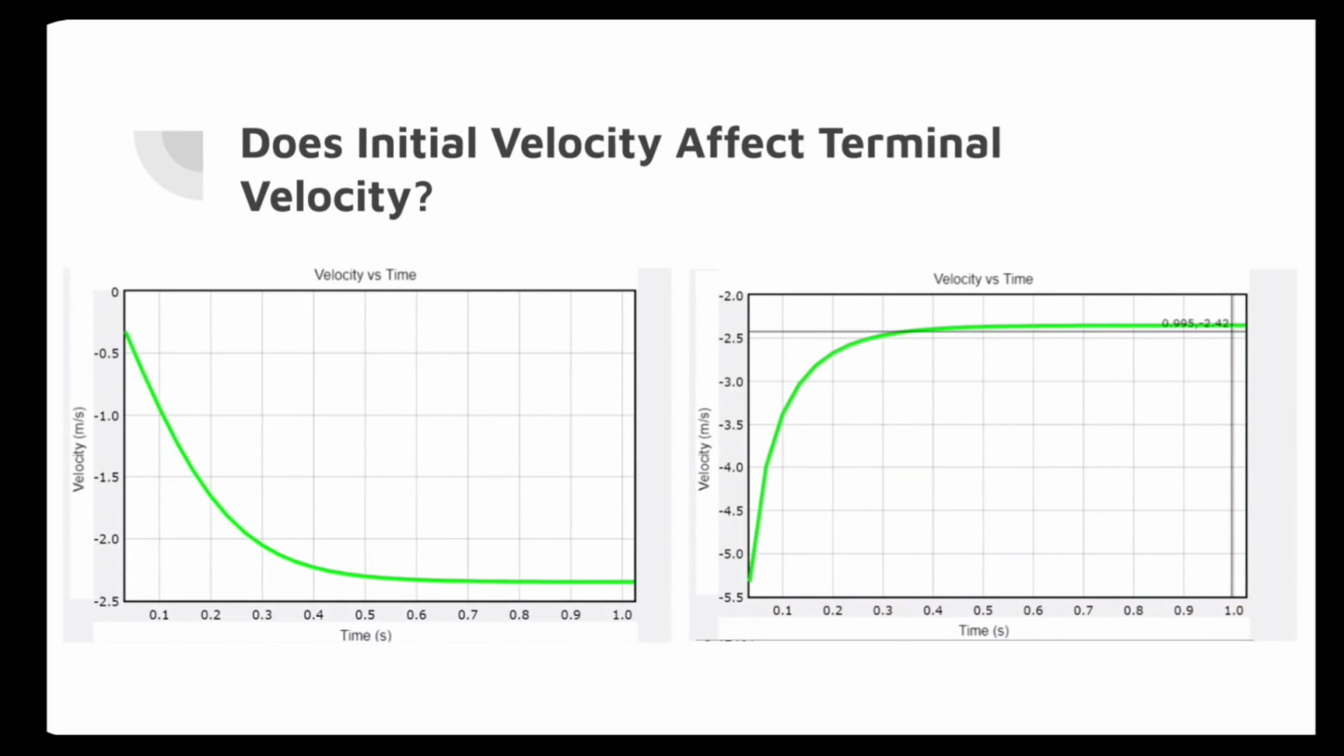For the question, if a foam block is thrown down with an initial velocity, will it still end up on the same terminal velocity? The model on the left shows that from rest, the terminal velocity converges at about -2.4 meters per second, and the model on the right shows that if the foam block is given an initial velocity of -5 meters per second, simulating it being thrown downward, it will still converge on the same -2.4 meters per second in the end.